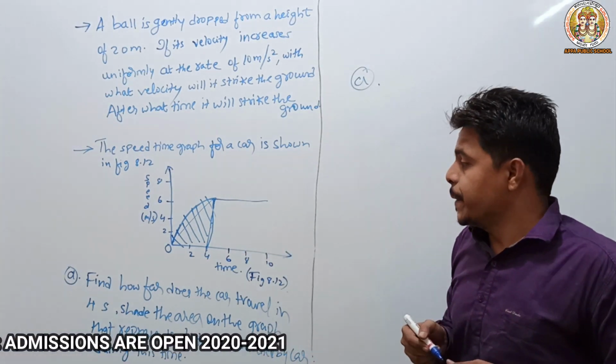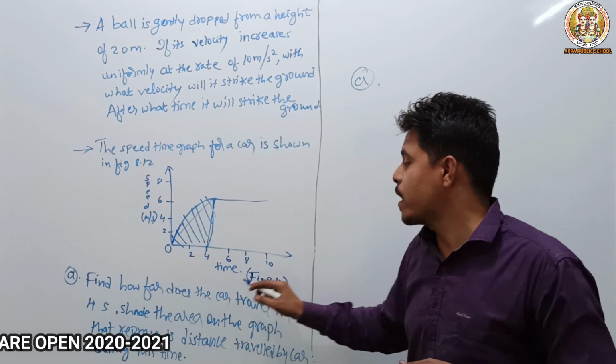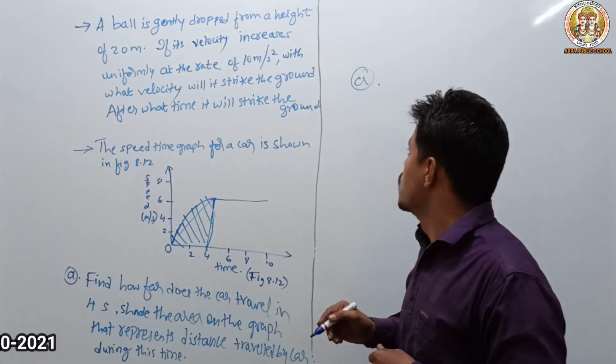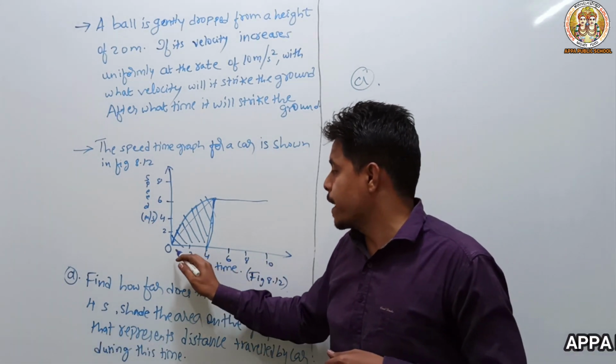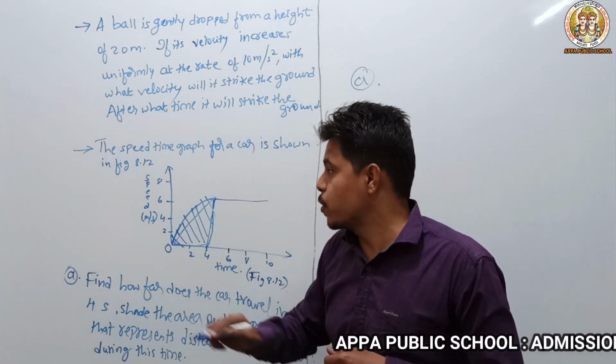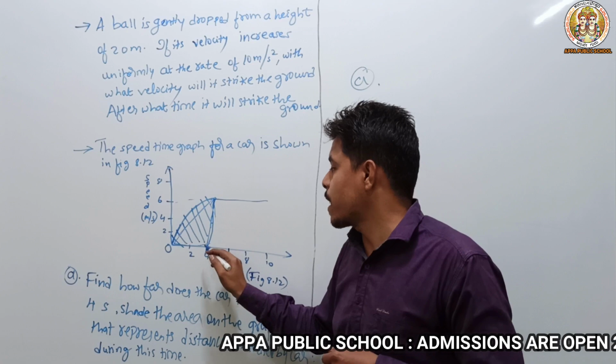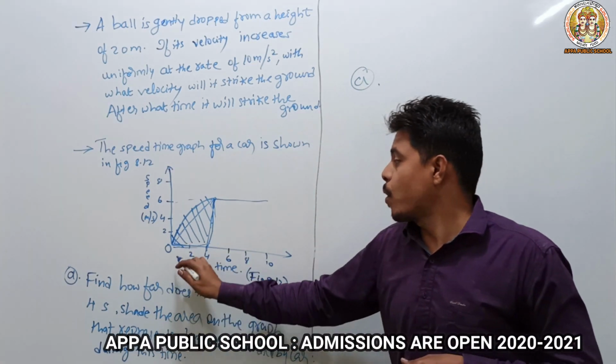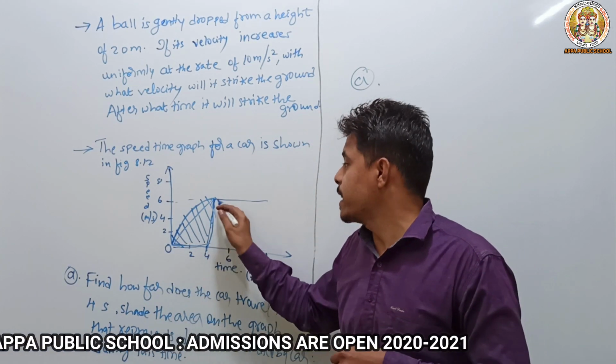So here you can see what is given: find how far the car travels in 4 seconds. So we have the time, 4 seconds. This is nothing but the base, and this is nothing but the height we are going to take. The 4th second is the base and the height is 6.